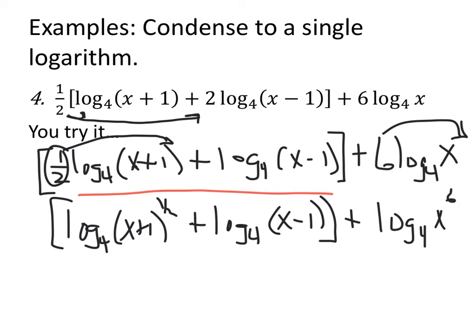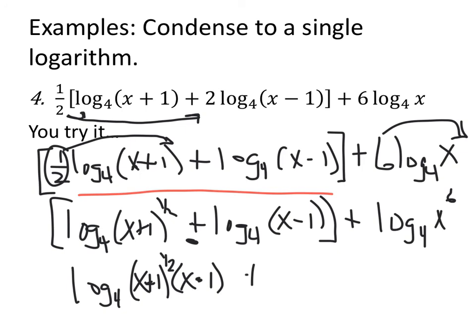Now I'm going to take care of these two. The addition turns into multiplication. So that's log base 4 of x plus 1 to the 1/2 times x minus 1. And remember, we can't multiply these yet because the x plus 1 has a 1/2 power on it. So I can't multiply and get x squared minus 1 all to the 1/2. That's cheating. You have to handle your exponents before you can handle multiplication. So that exponent keeps us from doing multiplication here.